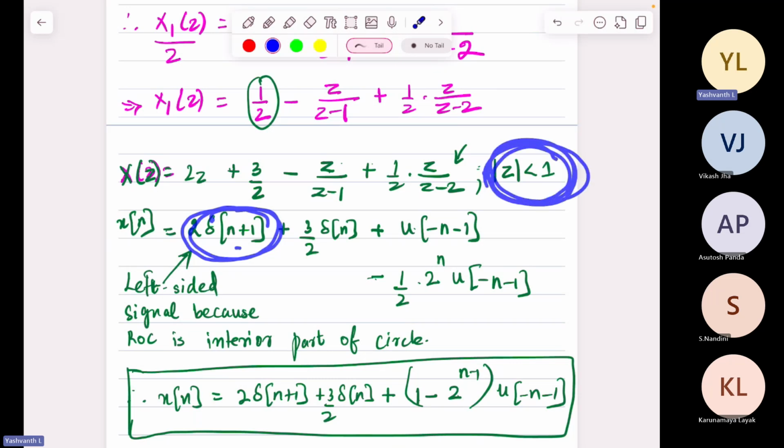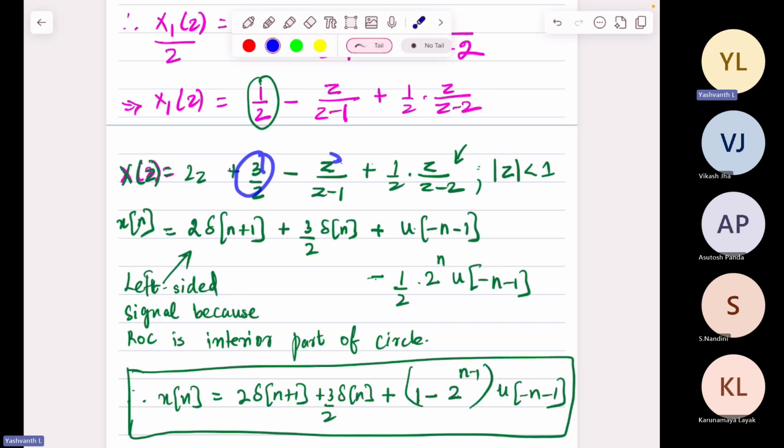It's inside the unit circle. It's inside a circle, in fact, right? So the signal must be a left-sided signal. That's why, while inverting every term, I need to ensure that the time domain signal is a left-sided signal. Now for 2z, by a property of the z transform, you can show that delta of n plus 1 has the z transform z with ROC mod z less than 1.